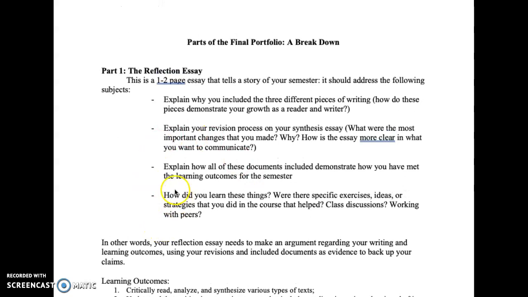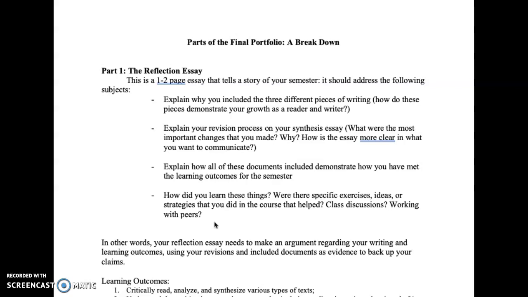So, fourth and last is, how did you learn these things? Share with everyone how you learned them. Were there specific exercises like the peer review? Were there specific ideas like maybe when we talked about synthesis, or strategies that we did in the course that helped you? Were there certain class discussions that worked? Did the textbook help? Did working with your peers help?